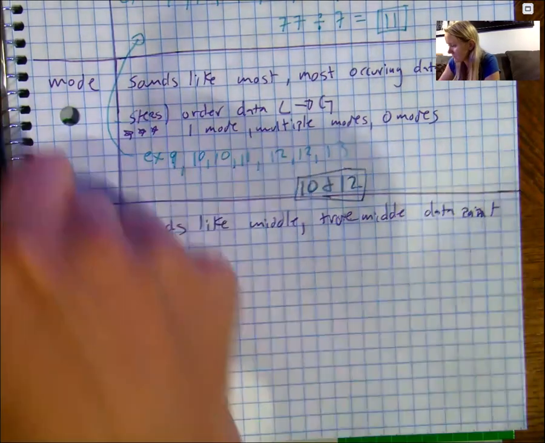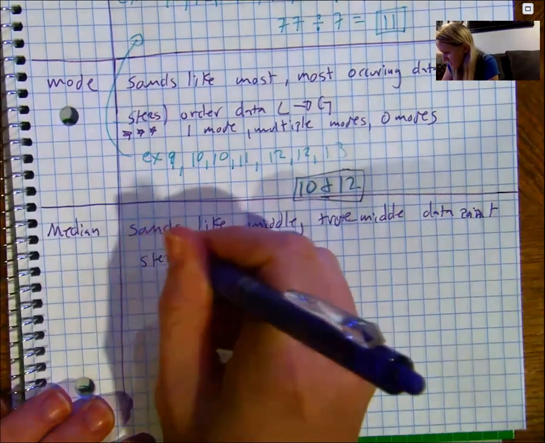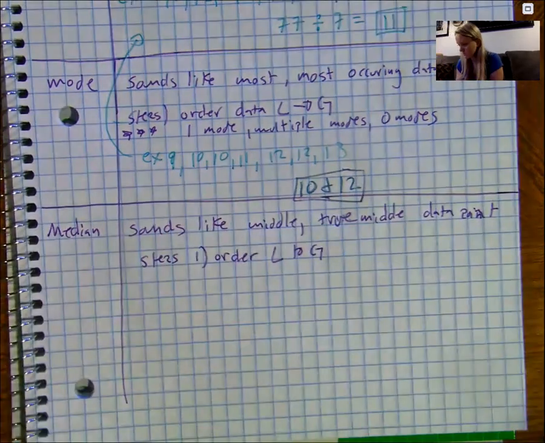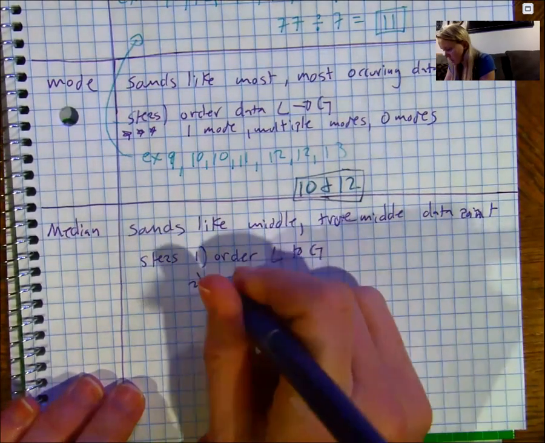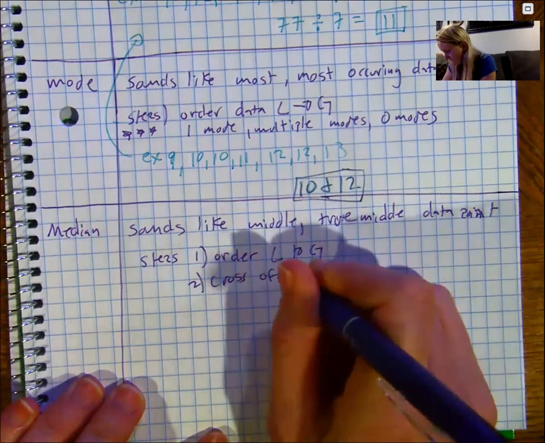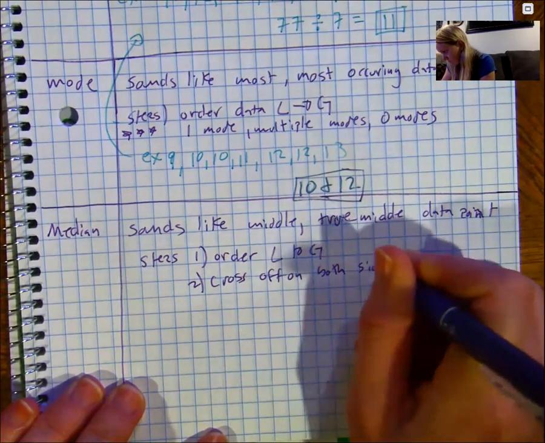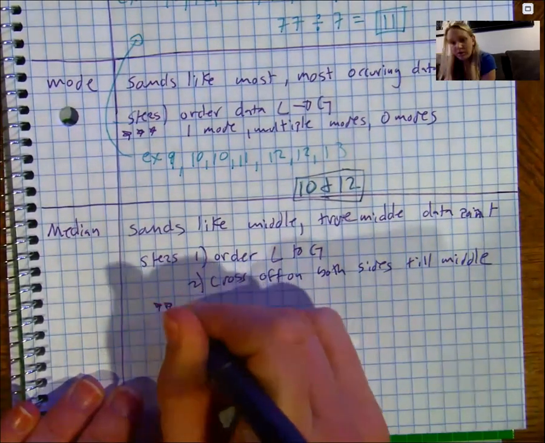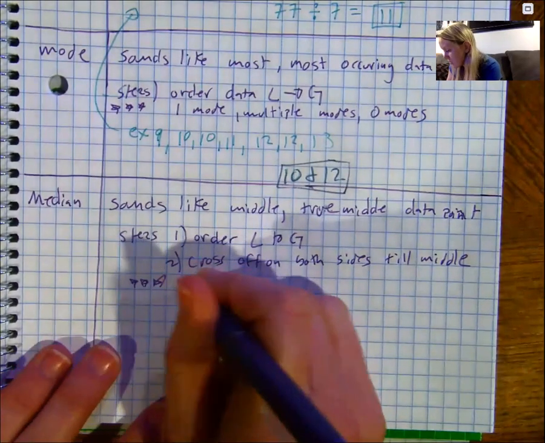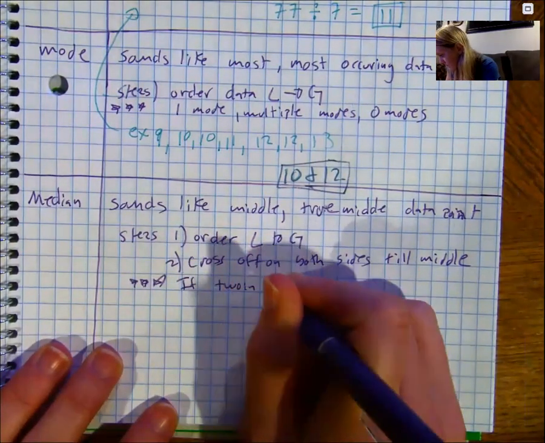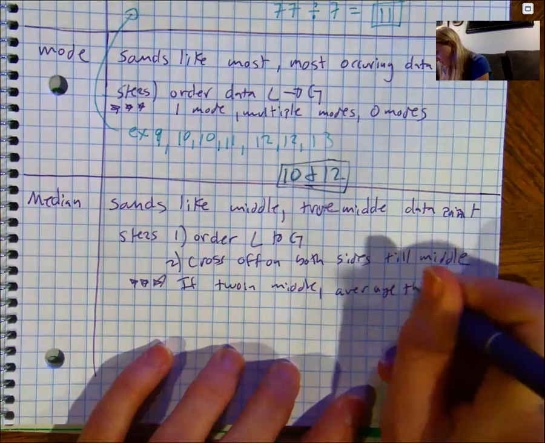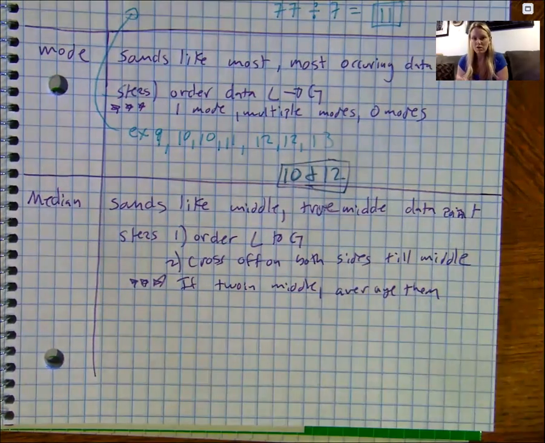So our steps for this are to 1, order least to greatest. 2, cross off on both sides till the middle. Now this has another star, okay? Because if 2 in the middle, average them or find the mean. We'll practice that. I always give you example problems, okay? So let's go ahead and do the example from above.